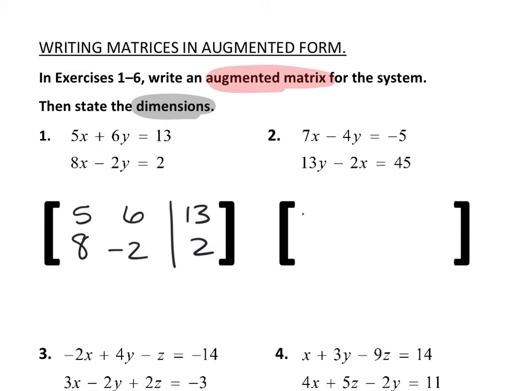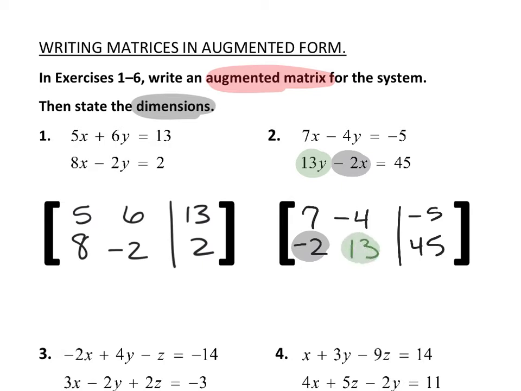So here's the matrix for number 2. 7, -4, -5, 2, -2, 13, 45. Remember, they have to be in number order, which means x's, y's, then z's. This x did not come first, so I just make sure I look for the x first. That has to be the first number I use. So the x, make sure it goes first, and the y, make sure it goes second. Do we see that?